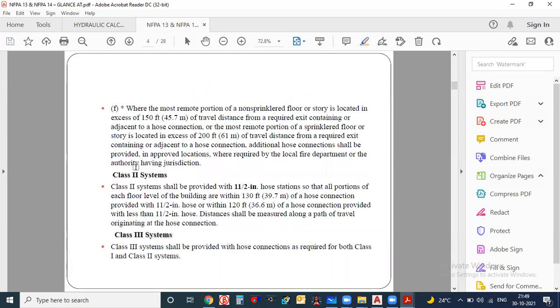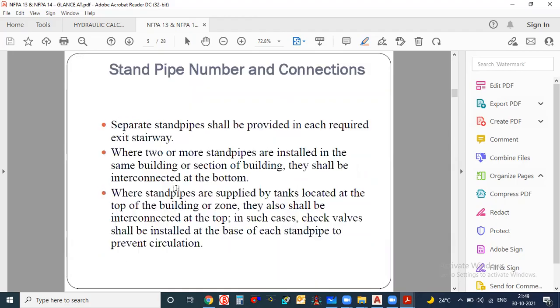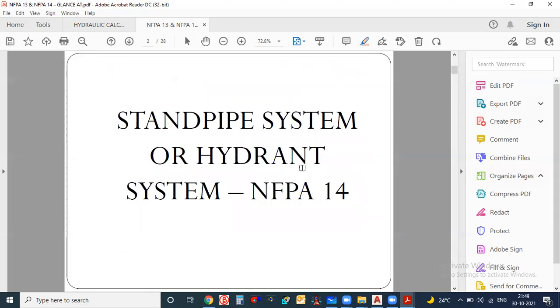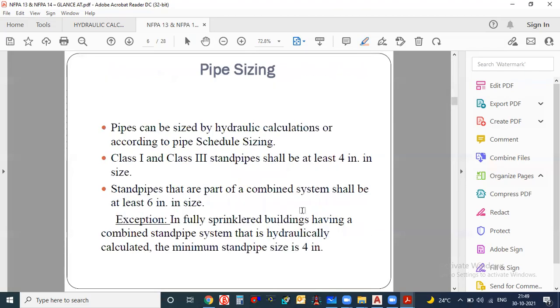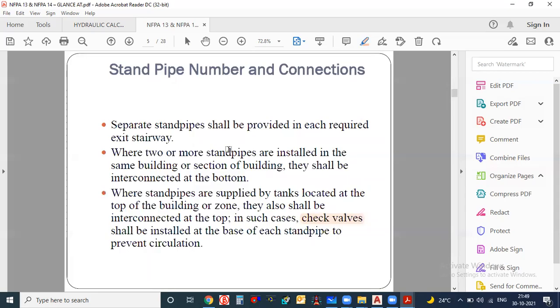Class 1 system, what is class 1 system, what is class 2 system, class 3 system, standpipe number and connections, where you have to give the standpipes. Where 2 or more standpipes are installed, they shall be interconnected at the bottom. Where standpipes are supplied by tanks, they also shall be interconnected at the top. In such cases, check valves shall be installed at the base of each standpipe to prevent circulation. Here they are focusing on the check valve. We have to use the check valve whenever we are talking about the standpipe system.